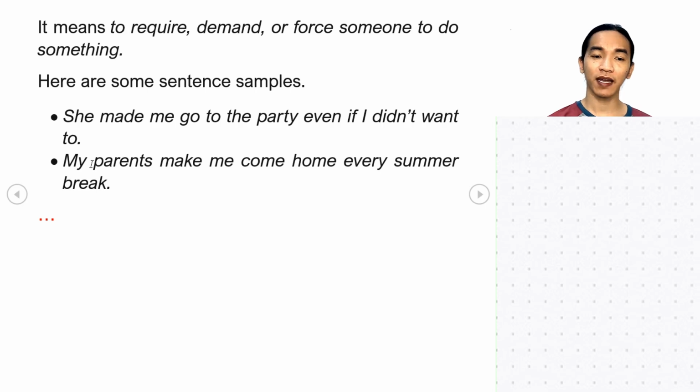Okay, so sometimes it would say that it's against the will of somebody, but they don't have a choice but do it. Okay, so examples here: she made me go to the party even if I didn't want to. My parents make me come home every summer break. So as you can see here, there is like a demand or a force in the nature of the sentences. Okay? So, this is just the introduction of our causative verbs as well as the discussion on our causative verb make. Okay? I want you to please review this lesson more.